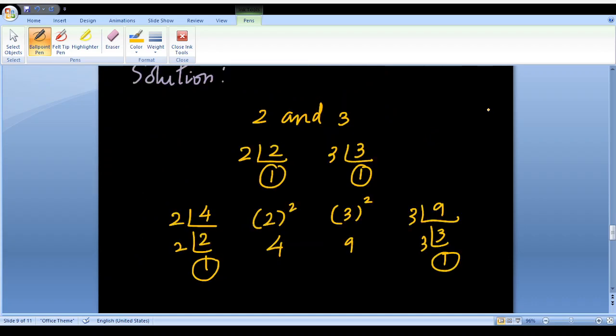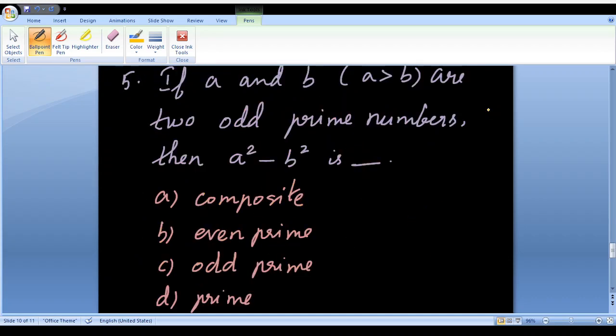Okay, now we'll do the final question, question number 5. They have given A and B are two odd prime numbers where A is greater than B. We have to find A square minus B square. What is the result of that? Whether it is a composite number, even prime, odd prime, or prime.